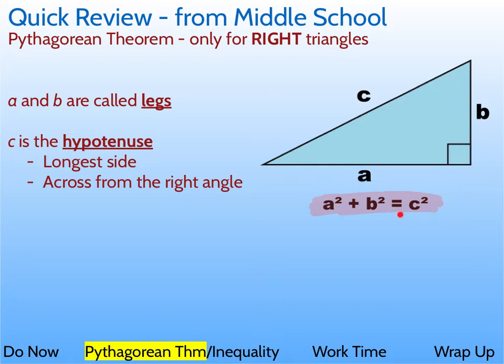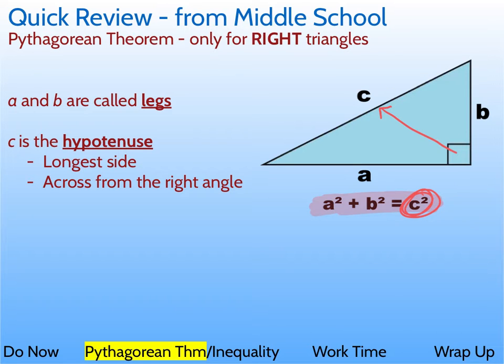Now, c is the hypotenuse. The hypotenuse is always the longest side, but it's also always across from the 90-degree angle. So that's the real key, figuring out which side is c. C is always across from the right angle. It's this side right here in this diagram.